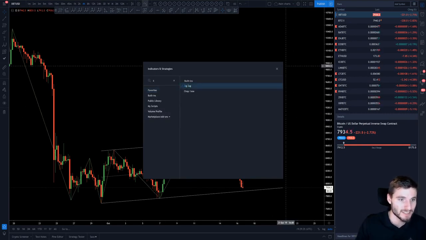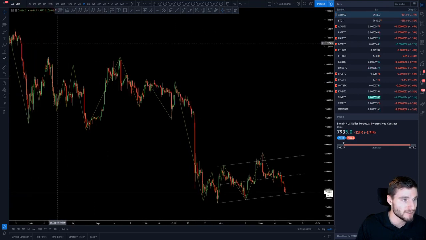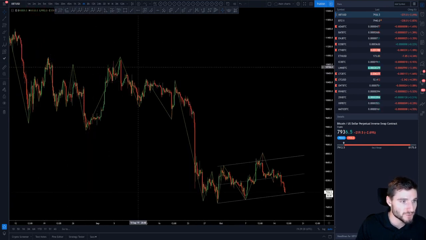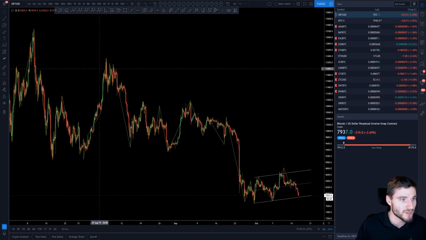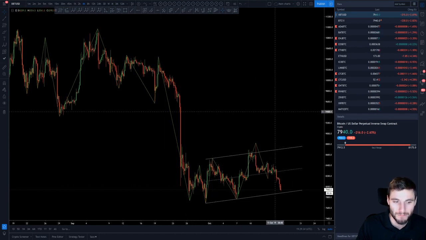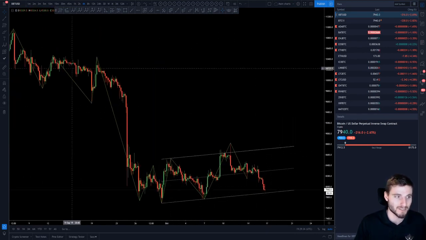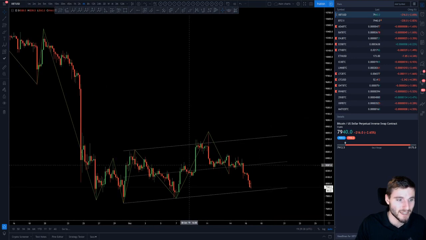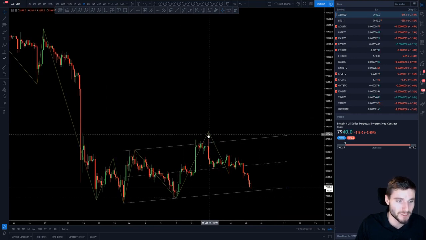So the zigzag indicator is very simply going to be showing you swing high, swing low, swing high, swing low. So if you find it hard to see what the momentum of the trend is, put on the zigzag indicator and it's going to identify the swing low and the swing high for you.